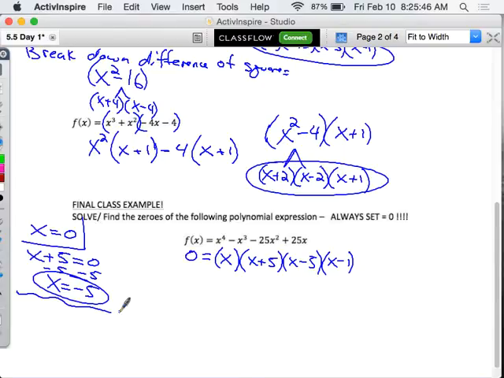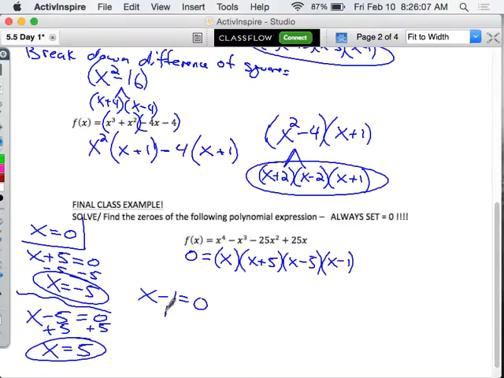Take our third factor and set it equal to 0. So x minus 5 equals 0. Add 5 to both sides. So we get x equals 5. And then the last thing, take our last factor, set it equal to 0. So x minus 1 equals 0. Add 1. We get x equals 1.